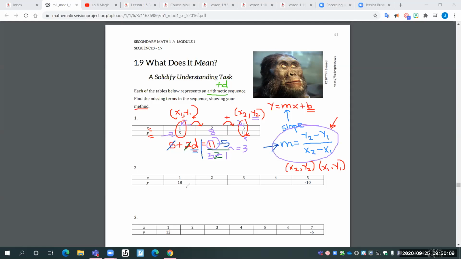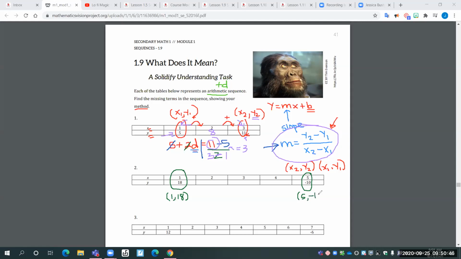Let's try it again in number 2. Hopefully it won't be as messy as this, and it will make more sense if it didn't make sense the first time. Let's call this our x1, y1. I'm going to write it as a point, 1, 18, because that's really what it is, a point on a graph. Then we have this other point, our x sub 2 and y sub 2, which I'll write as 5, negative 10.